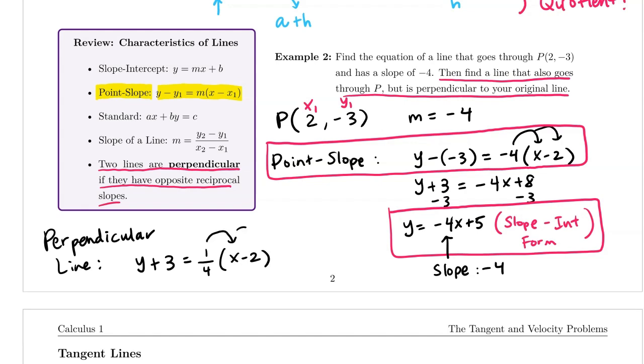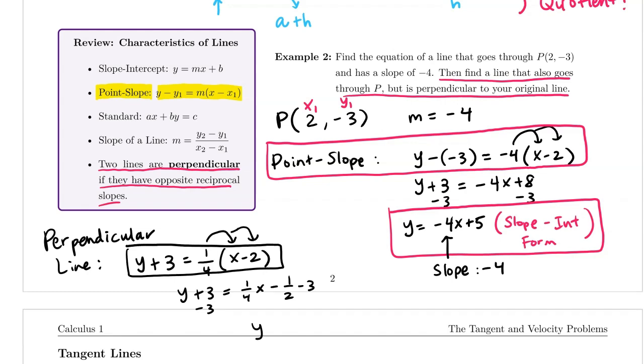Okay, so I'm going to go ahead and distribute this, and we get y plus 3 is equal to 1/4 x minus 2 divided by 4, that gives me 1/2, and then I want to subtract 3 on both sides. And why are we doing this? This is just to put it into slope-intercept form. I also would have been okay if you just left it in point-slope form, which is that. But in slope-intercept form, we get y equals 1/4 x, and then if we found a common denominator, that would be minus 7/2. So here is our answer in slope-intercept form as well.